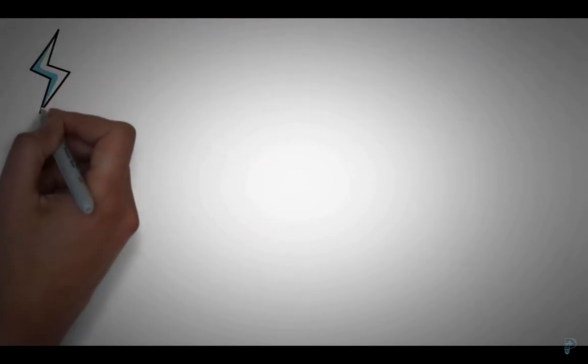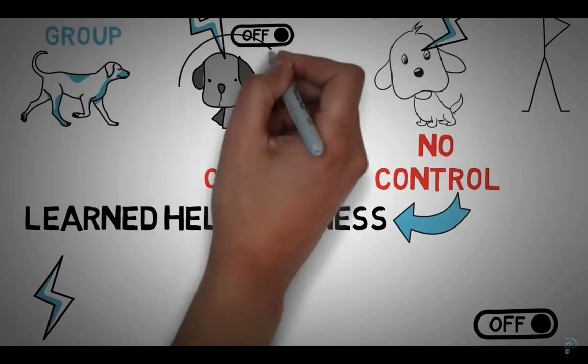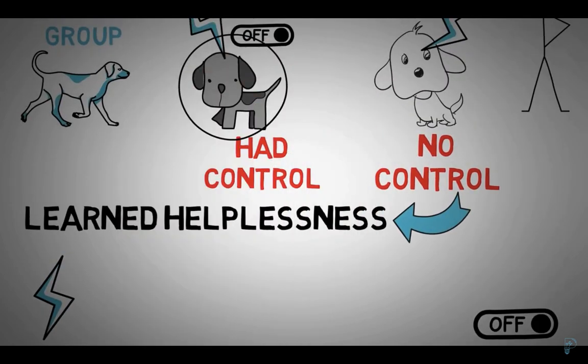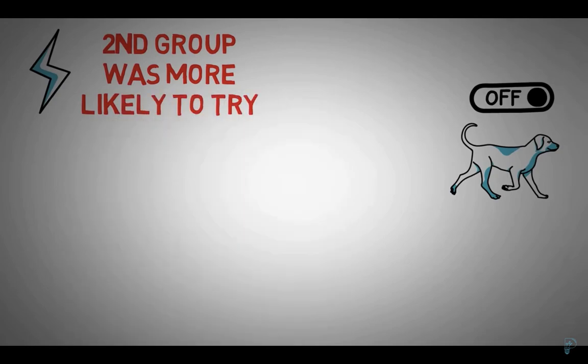After the initial exposure to the shocks, the dogs were given a second set of shocks. In order to stop the shocks, all the dogs had to do was just walk to the other side of the room. Just a few steps could stop these new shocks. The second set of dogs, the ones who could actually control the shocks the first time, were significantly more likely to simply just walk across a room and stop the shocks. What's more important is that they were significantly more likely to actually try to stop the shocks.